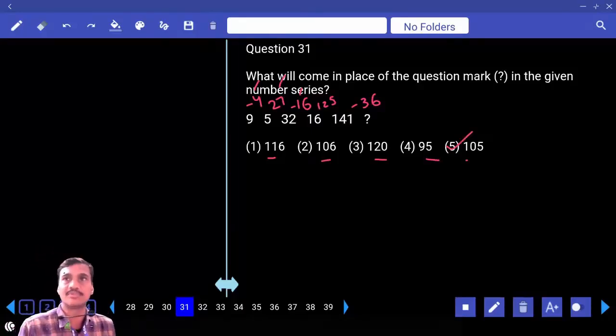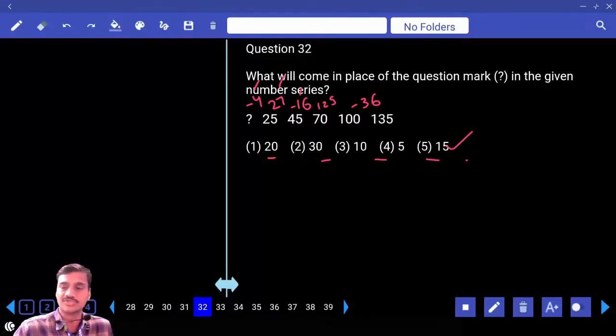Minus 2 square plus 3 cube. Minus 4 square plus 5 cube. Minus 6 square. And 141 minus 36. And the answer is 105. Choice 5, question 31. Then question number 32.